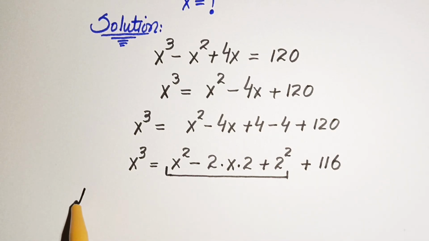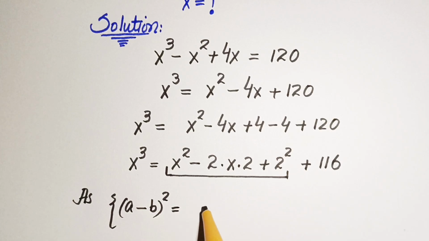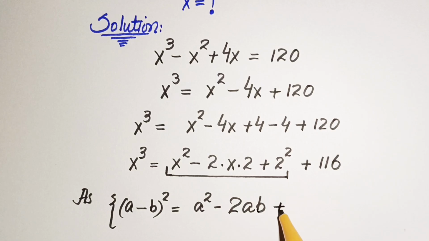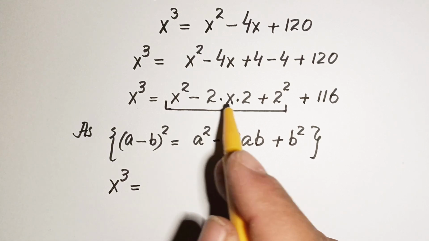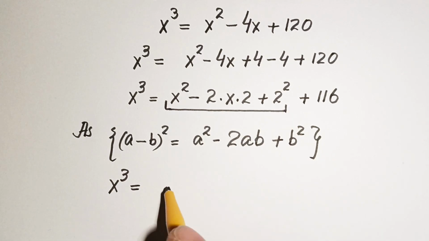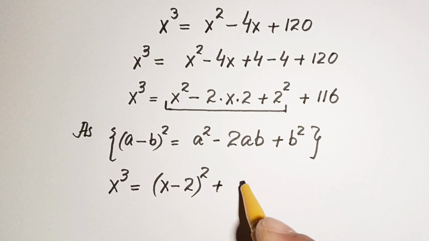As we know, if we have a minus b whole squared, it is equal to a squared minus 2 times a times b plus b squared. So using this formula, we get x cubed is equal to a squared minus 2 times a times b plus b squared, so we have x minus 2 whole squared plus 116.